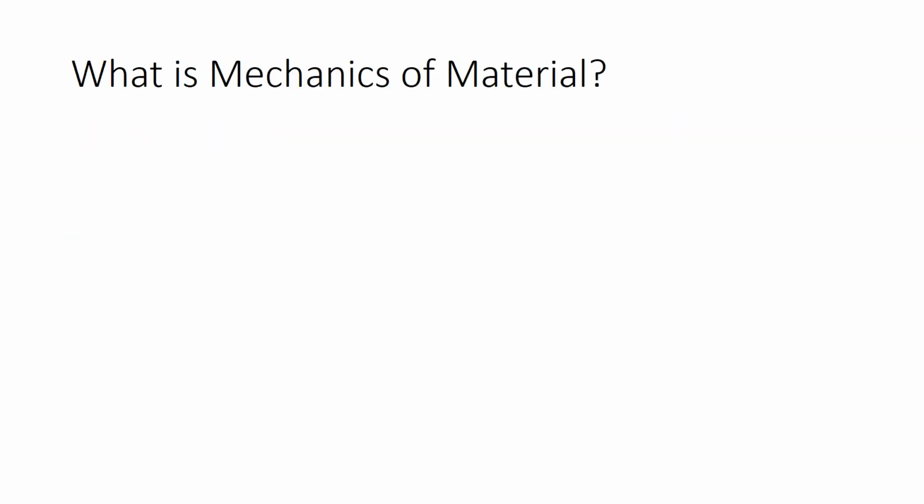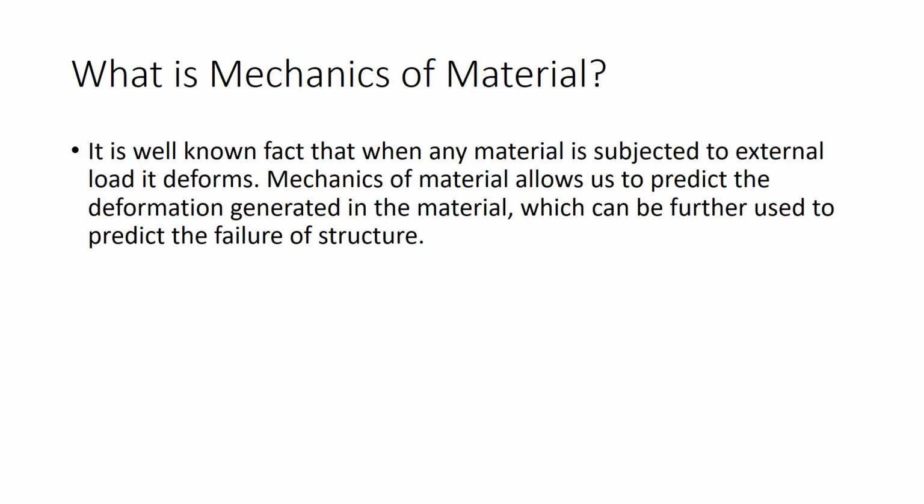So, whenever any material is subjected to external load, it deforms. It changes its shape due to the application of force or change in temperature. Like a material expands and contracts whenever there is a variation in temperature. You all must have experienced this in your daily life. So, mechanics of materials allows us to predict the deformation in the material, using which we can predict the failure of a structure.